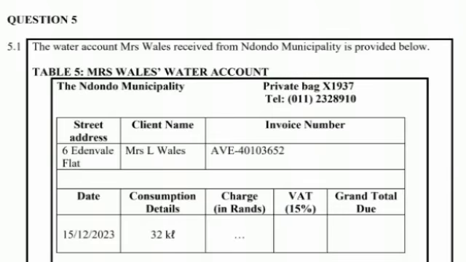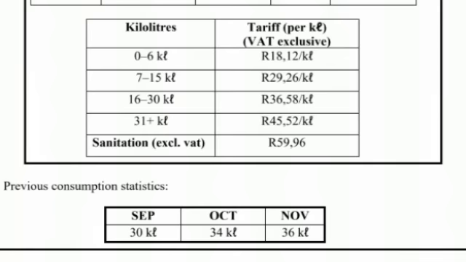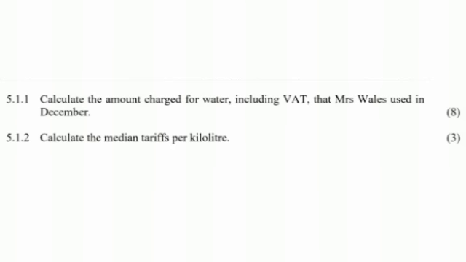Question 5, 5.1. The water account Mrs. Wales received from Nando municipality is provided below. This is a tariff system question. We see the consumption details on the 15th of the 12th month 2023 is 32 kiloliters. So we are going to say that for that month she consumed 32 kiloliters, and these are the rates in kiloliters that she used with tariffs including VAT, and also keeping in mind that there is also a sanitation charge of 59 rand 96 cents that is also going to be charged for that month. And then we also have previous month's consumptions.